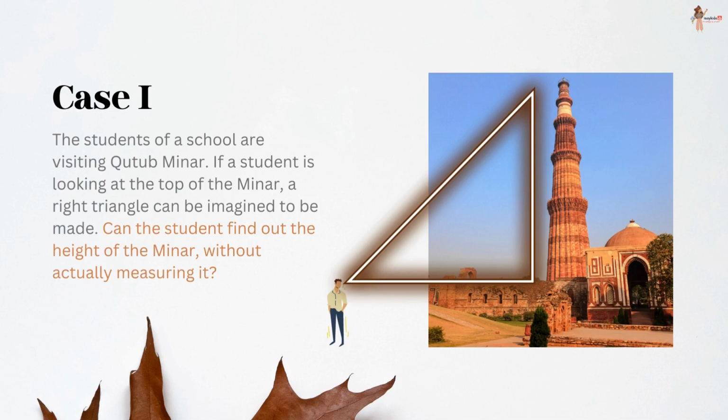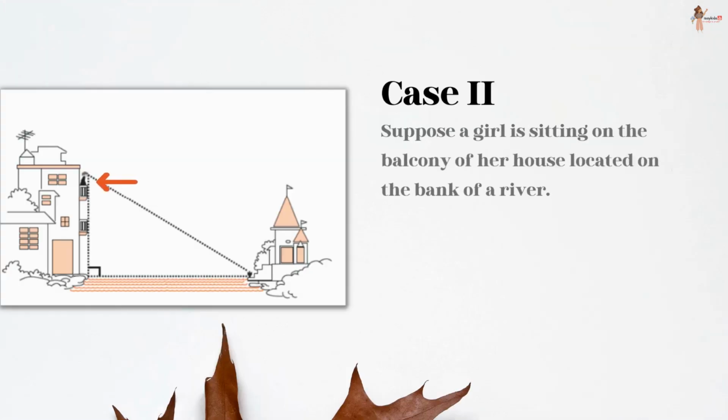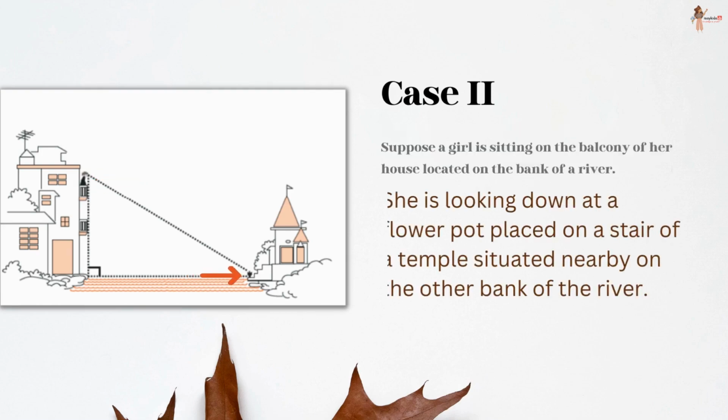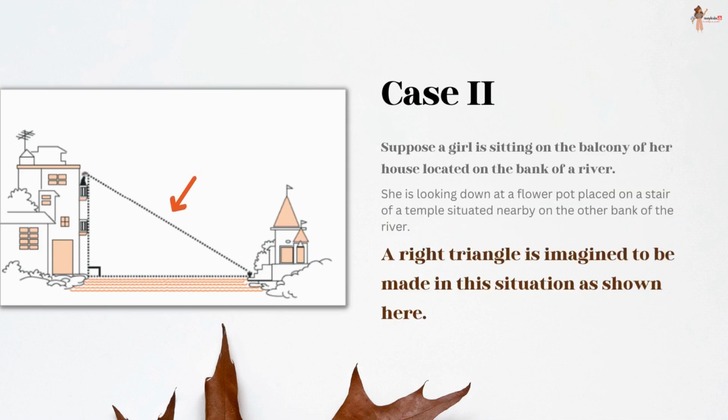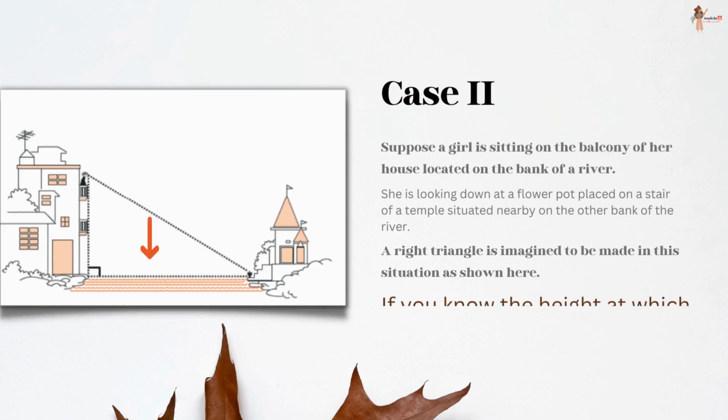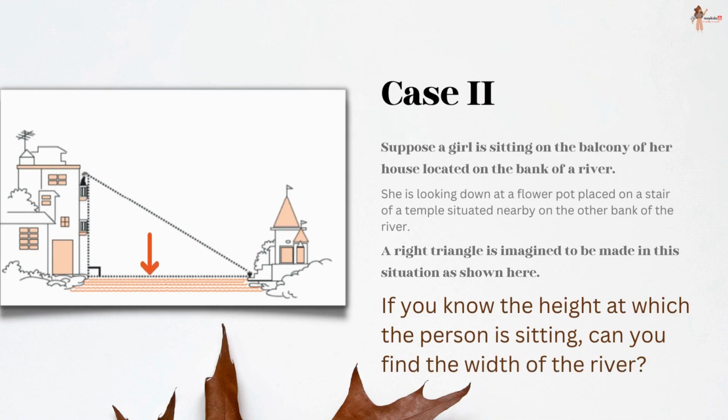Let's take another situation. Suppose a girl is sitting on the balcony of a house located on the bank of a river. She is looking down at a flower pot placed on a stair of a temple situated nearby on the other bank of the river. A right triangle is imagined to be made in this situation, as shown here. If you know the height at which the person is sitting, can you find the width of the river?